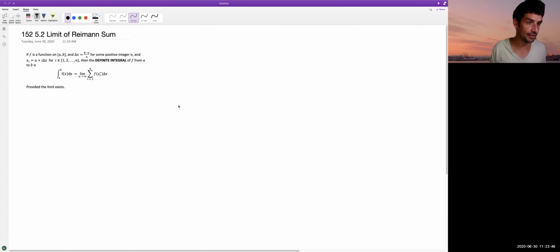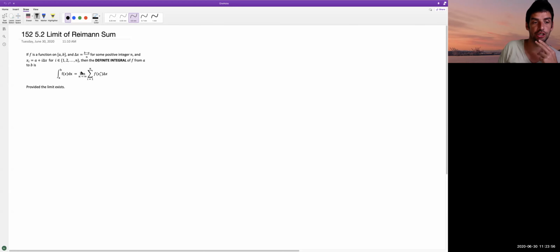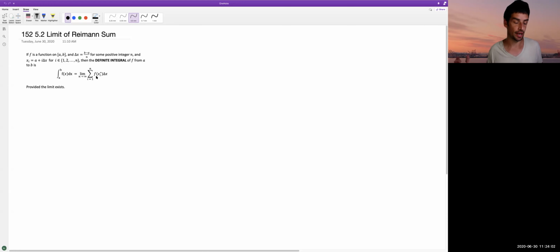So what I want to talk about today is a little bit more about taking the limit of a Riemann sum. The Riemann sum is this construction we have here. This limit, the sum of f of x sub i star delta x. And we've been seeing these as this idea of approximating rectangles. These are often referred to as Riemann sums.